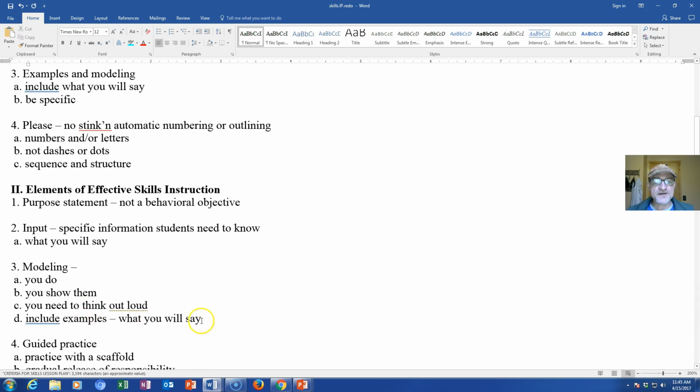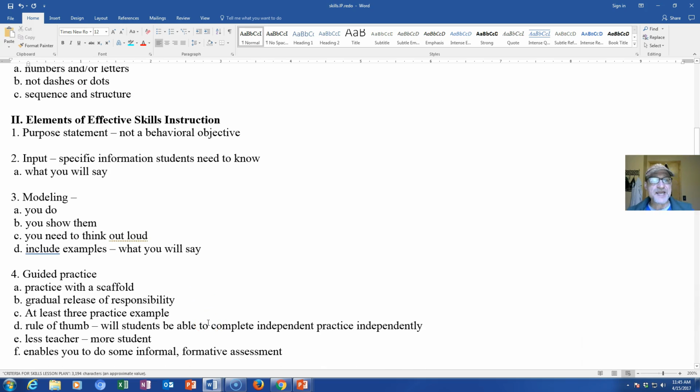The elements of effective skills instruction starts with a purpose statement. The purpose of this lesson is, insert what you're teaching there. Everything that follows must support that. The input is the information that students need to know. What you will say. Now, I'm using a Word document here and not my usual PowerPoint because I want to model what your lesson plan input should look like. Just like you see here on the screen.